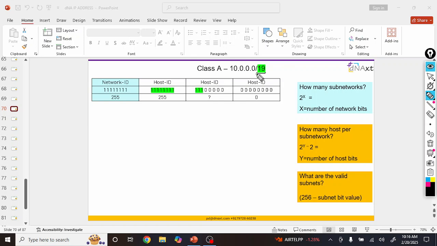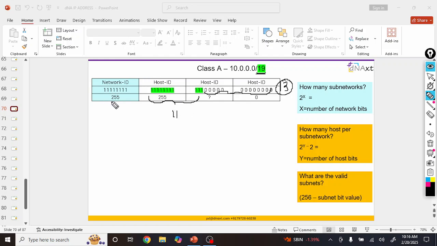So slash 19 suggests that a total of 19 bits are assigned to your network, and the remaining 13 bits, 8 plus 5, are of the host. Out of these 19 bits, 8 bits are the default network bits, and the remaining 8, 9, 10, 11 bits are your subnetwork bits. You have borrowed these bits from the host section, right?